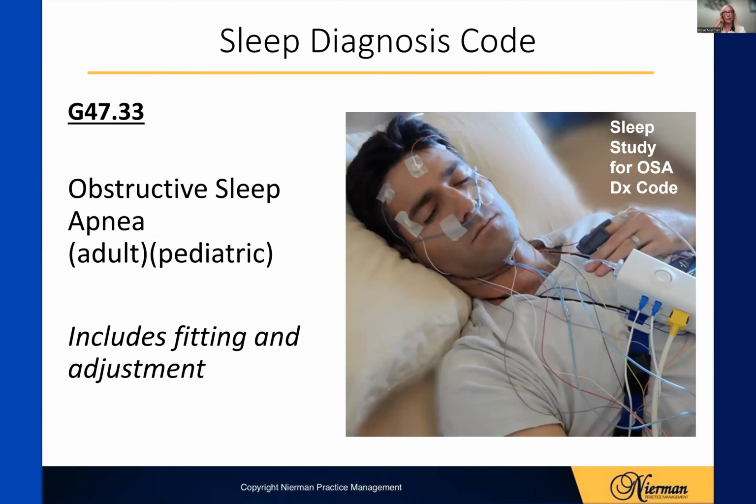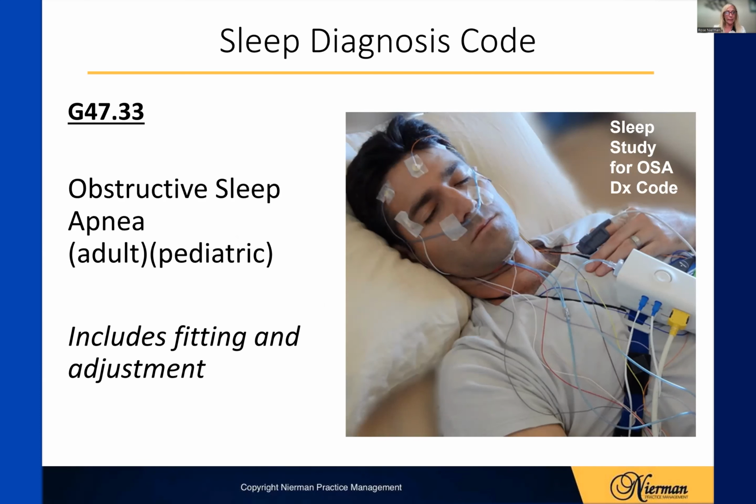Back to the codes, sleep diagnosis code. The good news is there's only one OSA code, and that's whether it's adult or pediatric OSA. So this would be your ICD-10 diagnosis code, G47.33. That's the one obviously that's going to come back on the sleep test. Includes fitting and adjustment. That's part of the coding wording.